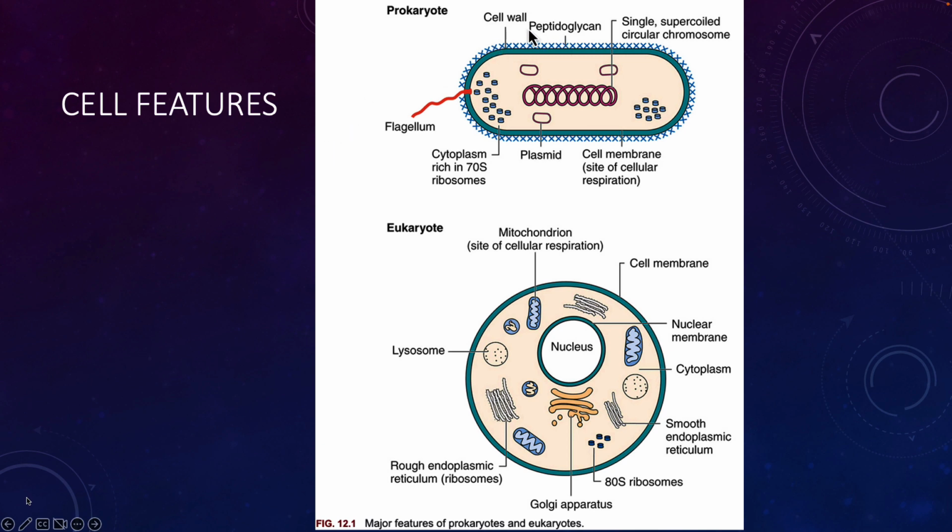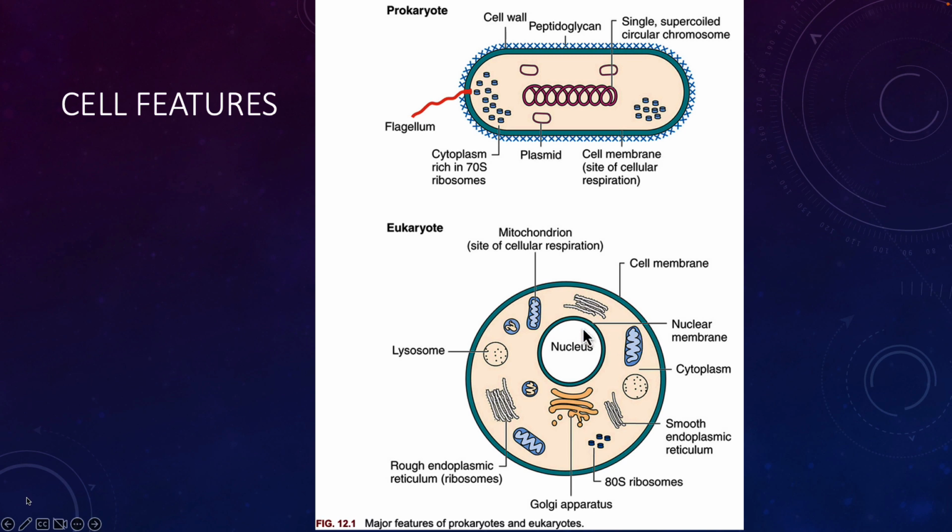We have peptidoglycan, which is the major component of the cell wall, a cytoplasm with 70S ribosomes. Some bacteria will have plasmids, some will have flagella. They have a cell membrane, some have two. Not all bacteria have a cell wall, most do. We'll talk about the mycoplasma, which don't. But these are the general features of a bacterium, whereas eukaryotes are different.